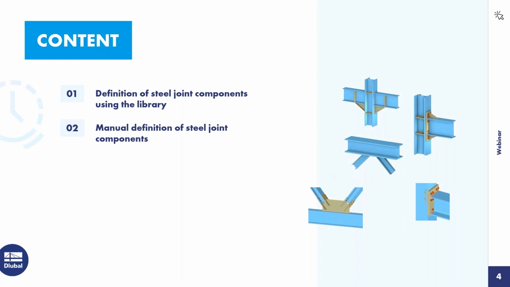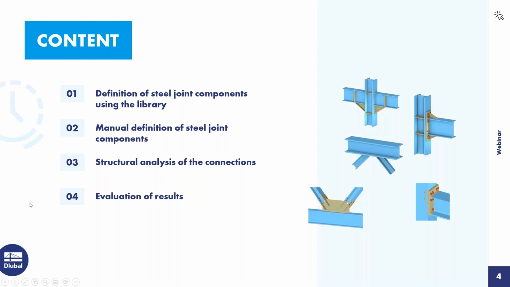Regarding the content today, I will define steel joint components using the library, and then I will define steel joints using components, a flexible modeling of a joint. Then the structural analysis: I describe the analysis settings and so on, and I evaluate the results. For example, I take a look at the submodel and the formulas and so on.